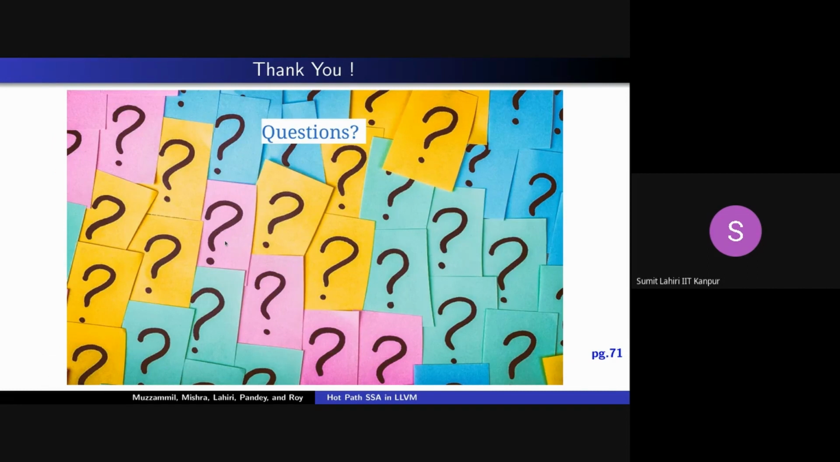Sumit, I have a question. Were you able to implement any other passes other than the SCCP pass on top of HPSSA? We have not tried that out yet, but I think yes, it's implementable. We'll basically have to change the meet and the other definitions that are being used. As long as we can do that, we can definitely write other passes in HPSSA.